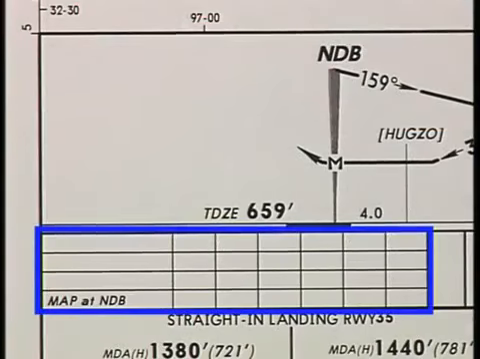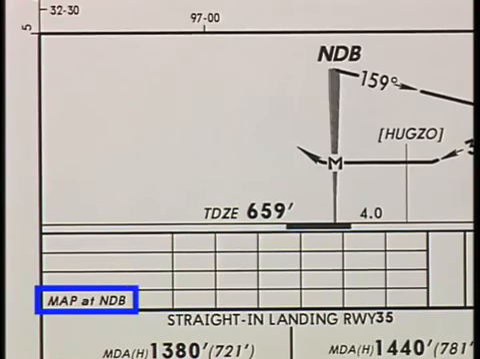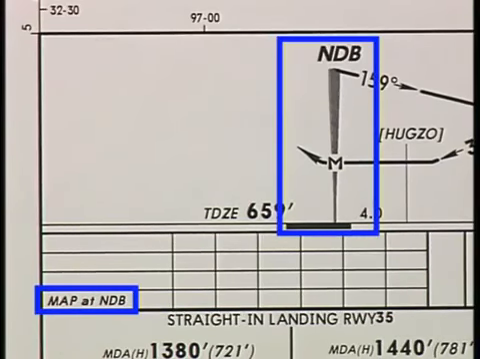When the conversion table is blank, the missed approach point is not based on elapsed time or ground speed, but rather is a specific point. The MAP in this example occurs at the NDB, which is located on the airport.